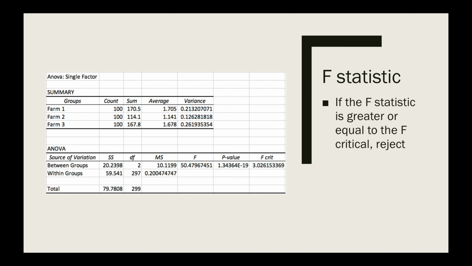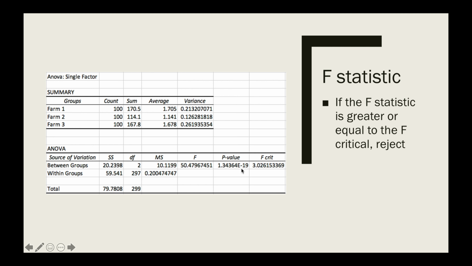So we have an f-statistic here of 50.48 versus an f-critical value of 3.03. So the f-statistic is much larger than the f-critical, so we are going to reject. The other way we might know this is the p-value is very, very small.